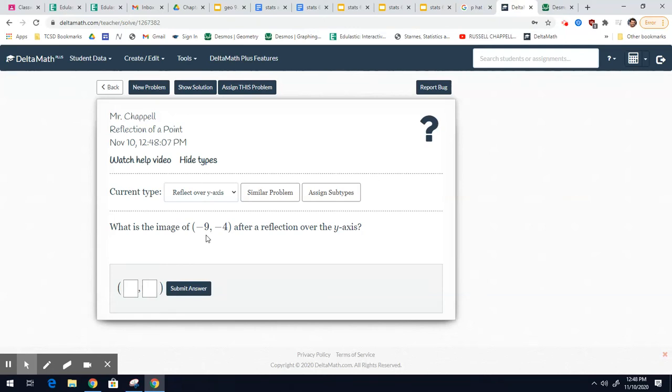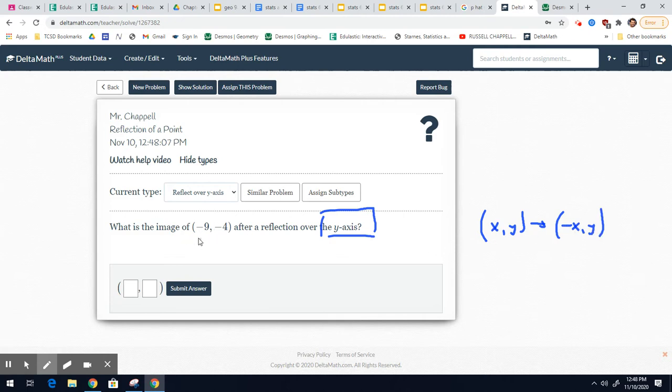All right, geometry. Here are some problems involving reflections. Problem 1 says, what is the image of (-9, -4) after a reflection over the y-axis? When you reflect over the y-axis, this is the rule: the point (x, y) becomes (-x, y).